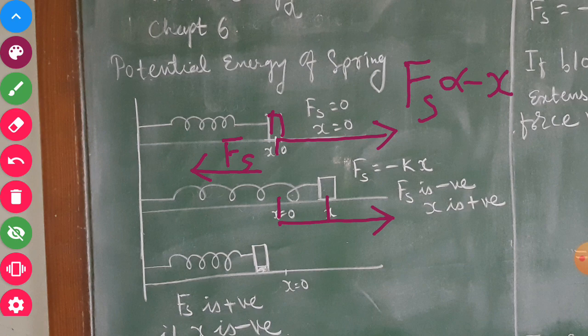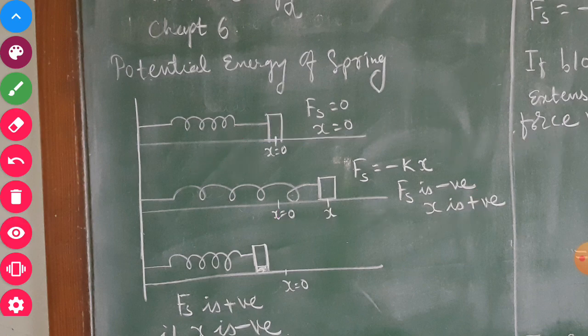Now if you remove this proportionality, then Fs, that is spring force, is equal to minus kx you will get, where k is a spring constant. Okay, so in this phenomena, what you have understood, when the spring is stretched, the restoring force which is opposite to the displacement, and that force is say negative. So Fs is negative when x is positive.